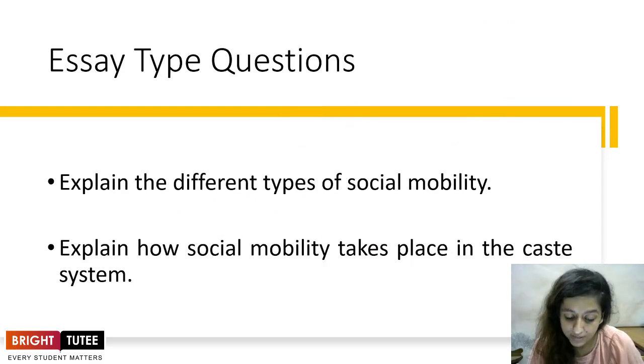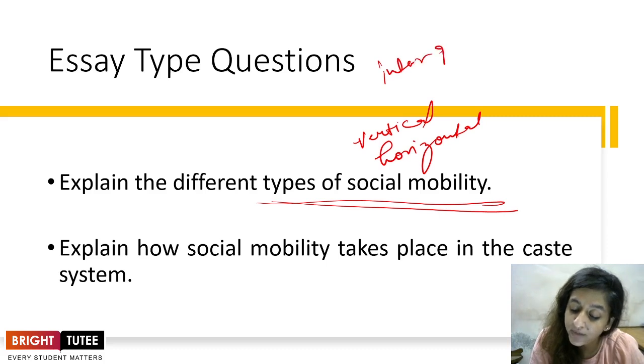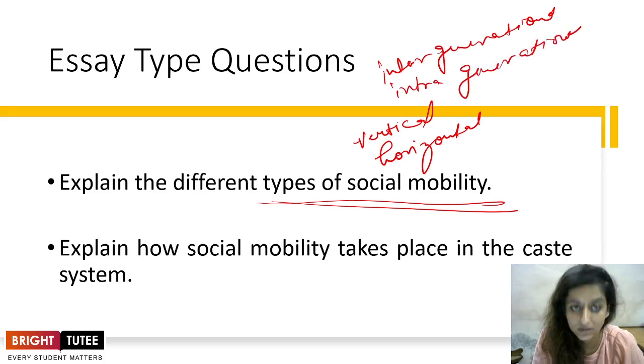Moving to the essay type questions, explain different types of social mobility. We have talked about the vertical and the horizontal mobility. We have talked about the intergenerational and the intragenerational mobility. All of this is something that you can talk about in your answer.